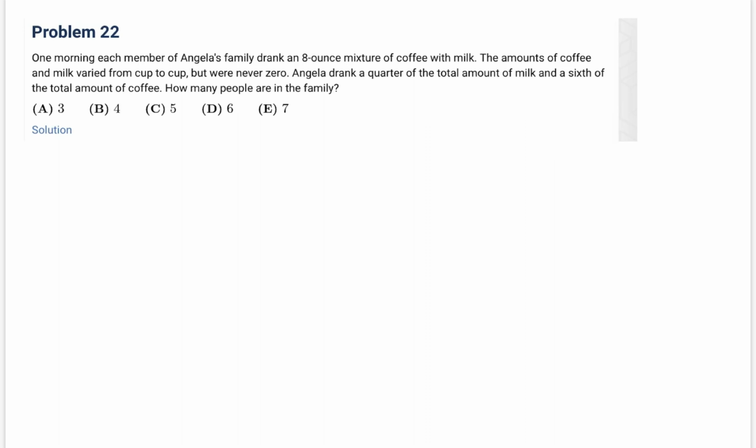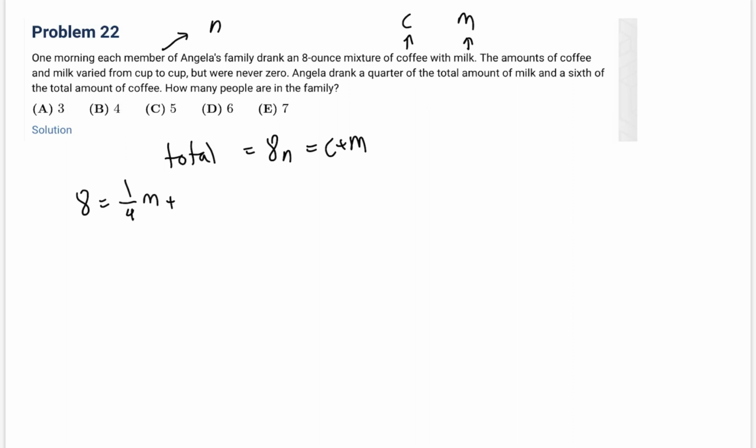Okay, so if there's an 8-ounce mixture of coffee with milk, and there are n members of the family, then the total amount would be 8n, right? And the amounts of coffee were never zero, so if coffee is C and milk is M, the total is C plus M. Angela drank a quarter of the total amount of milk and 1/6 of the total amount of coffee. So Angela drank 8 ounces, which is 1/4 milk plus 1/6 coffee.